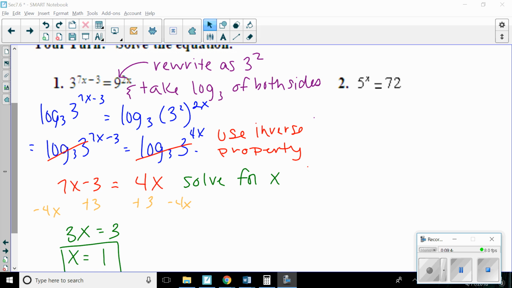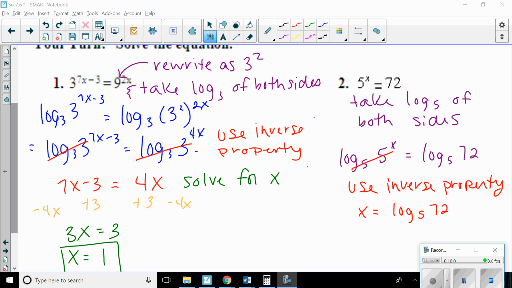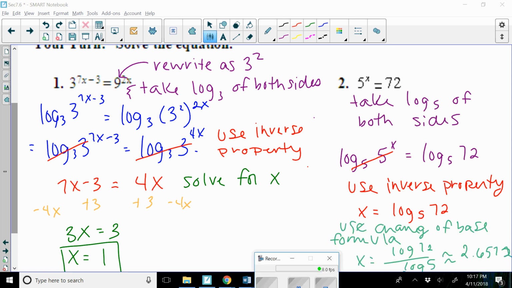All right, in this second example, we're looking for this value of x, which is in our exponent. So in order to solve for that, we need to take the log of both sides. Then we're going to use our inverse property to solve for x. And then lastly, we can use our change of base formula to estimate the value of x. And we can estimate the log of 72 divided by the log of 5 as approximately 2.6572.